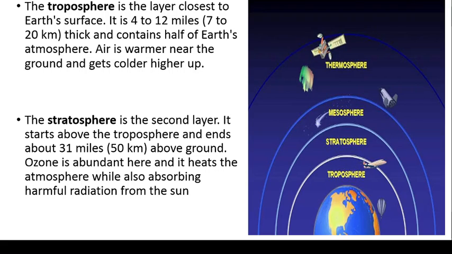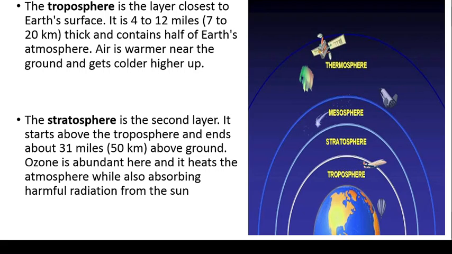Then further, after the mixture of gases, the atmosphere surrounding the earth is classified into different layers or different strata. The first is the troposphere. The troposphere is the layer that is very close to the earth, reaching up to 7 to 20 kilometer thick, where human beings can survive.